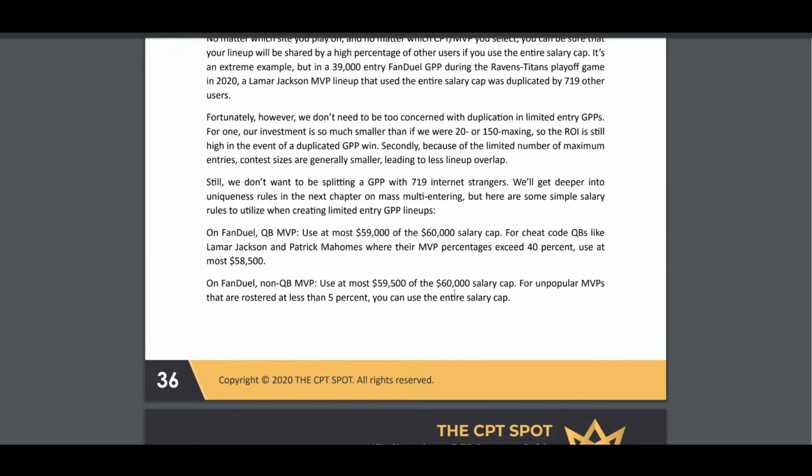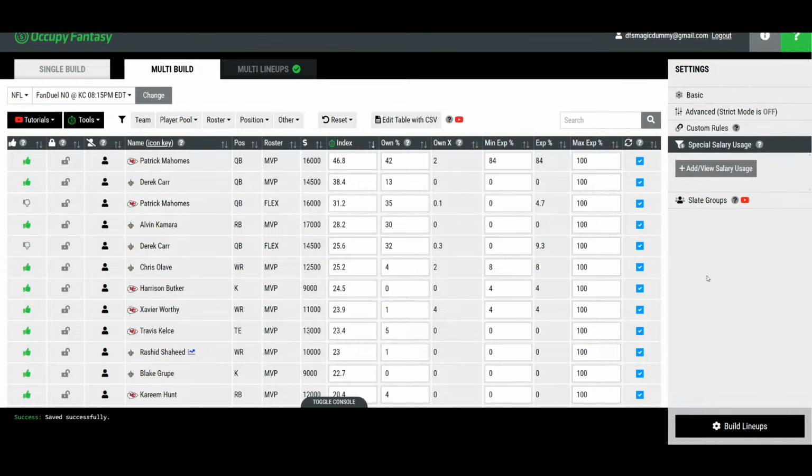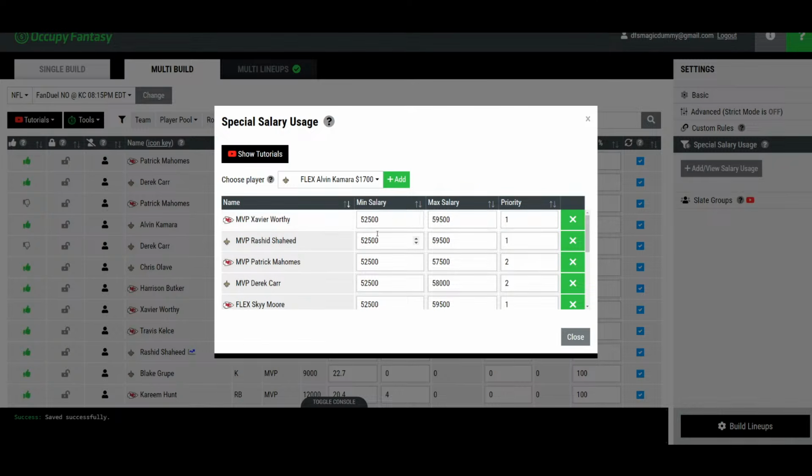So let me show you what I did. Let's go back to the lineup builder. I set the max at 59 flat. We have a special salary usage tab, and I made some rules. In an average lineup, the lineup that spits out, it's going to look at 59K. However, this special salary usage will change that based on the player in the lineup.